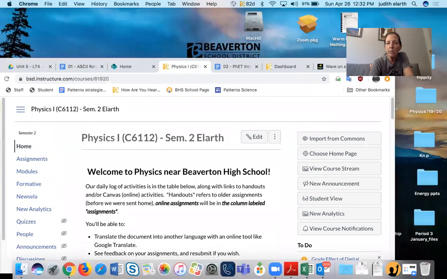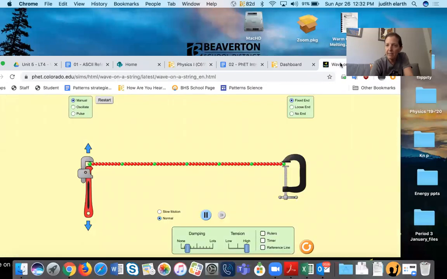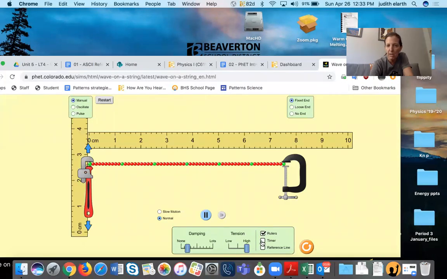So I've already opened up a couple things on here. I have my simulation ready to go. Last time I asked you to play with these things so you knew what was different about using manual versus oscillate versus pulse. I asked you to play with these so that you could tell what happened when you changed the ending over here. We talked about damping and about tension. Today, you're actually going to make measurements on here, okay?